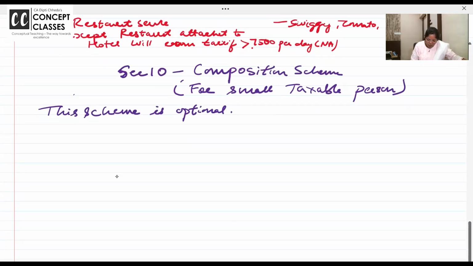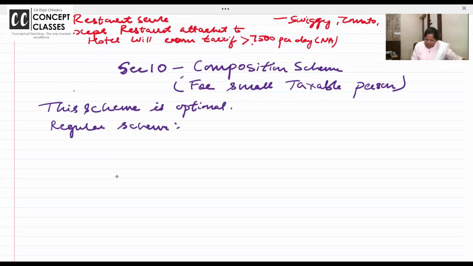Okay. What is the regular scheme? Whatever may be your turnover, what is the regular scheme? Output tax minus input tax is the tax payable. Have we done it from day one, dear students? Output tax is the tax which I collect on sales. Input tax is the tax which I pay on all my purchases or raw material if I am a manufacturer. And the difference is my tax payable which I pay to the government.